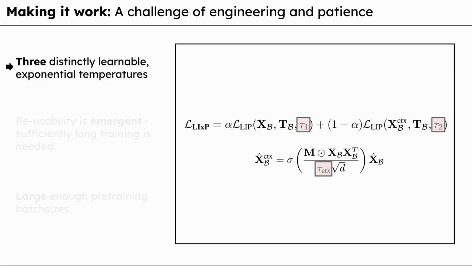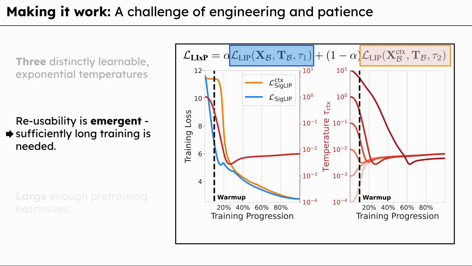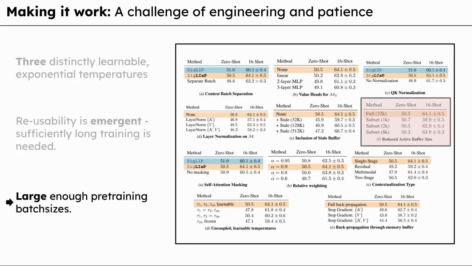One is the use of three separately learnable and exponentially formulated temperatures, such that these losses and objectives can trade off really well during training, and the realization that the ability to reuse context is something that we found to be fairly emergent during training. So you need to train for long enough with sufficient warm-up to have models exhibit this capability on top of their base zero-shot performances. And finally, of course, for contextualization during training to mean anything, you need large enough batch sizes. And in the paper, we have a ton of other explorations into what works and what really doesn't work to make context-aware multimodal pre-training an actual thing.